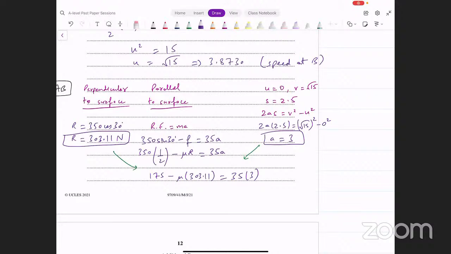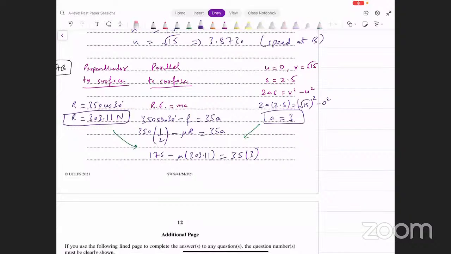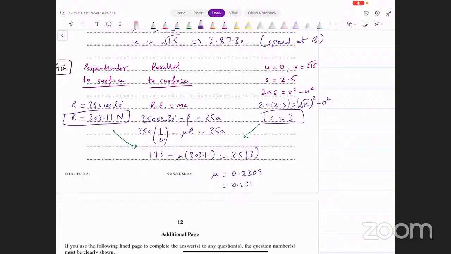You can try this. 175 minus 35 into 3 divided by 303.11, and it's giving me 0.2309. Mu turns out to be 0.2309, or you can just write 0.231. That's what we were looking for. That's the value of the coefficient of friction. All right. Any problems with this? Any questions on this? Is that clear to everyone?